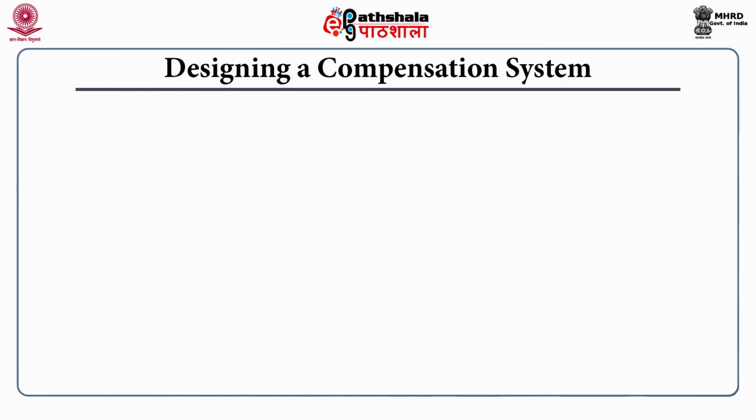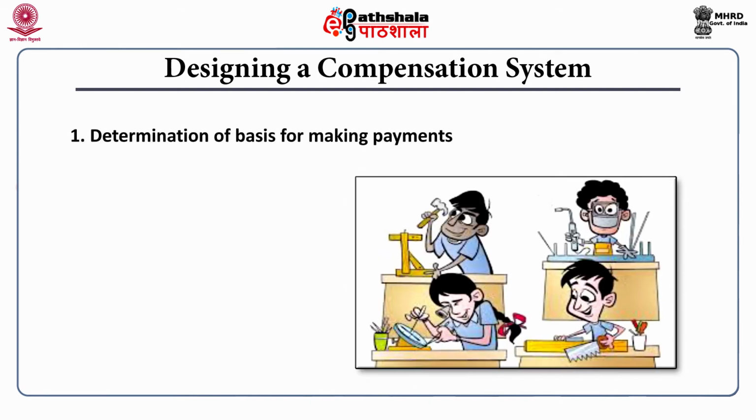Designing a compensation system requires certain steps. Step 1 is determination of basis for making payments. There are different bases for making payment of compensation. It can be broadly classified into the bases as depicted: skill-based pay, merit-based pay, knowledge-based pay, competence-based pay, market-based pay.